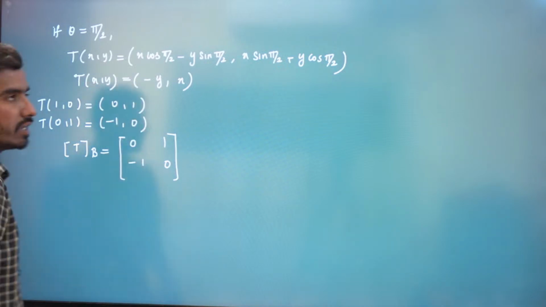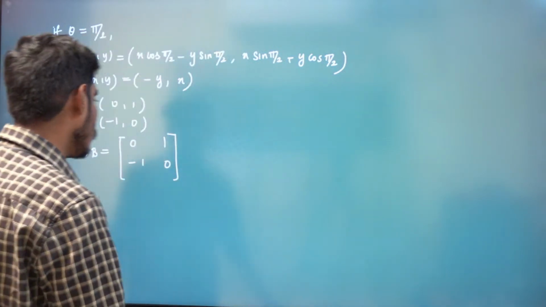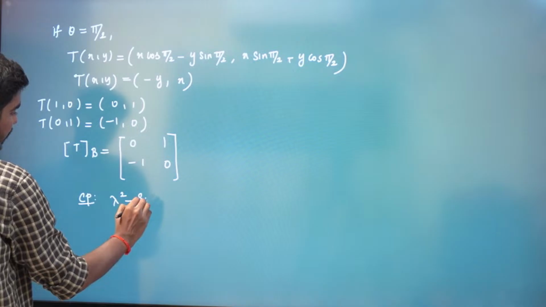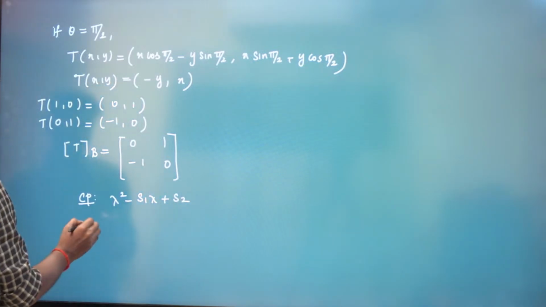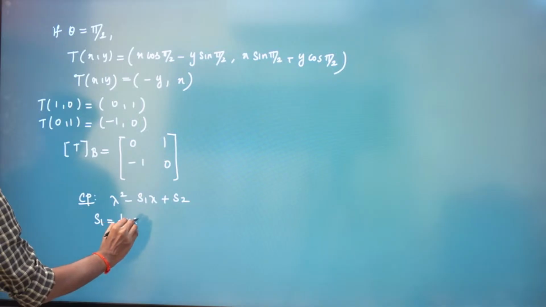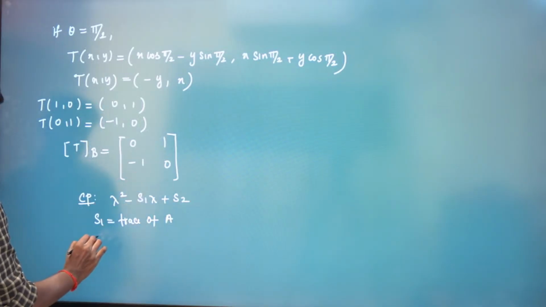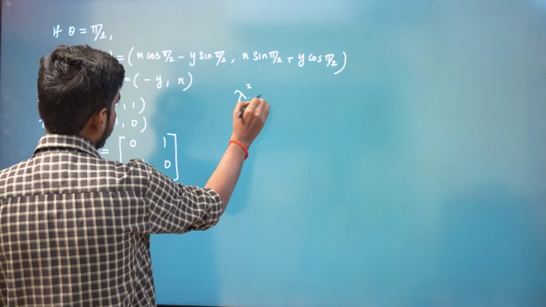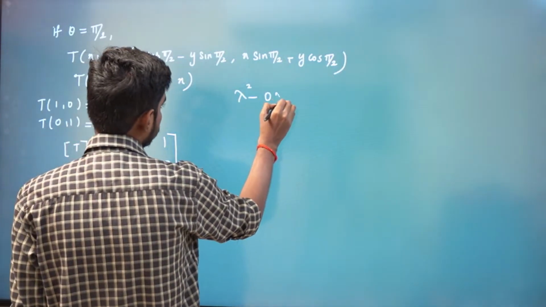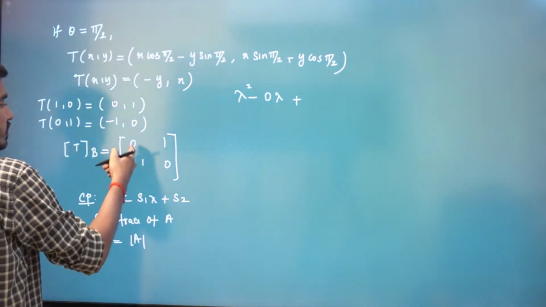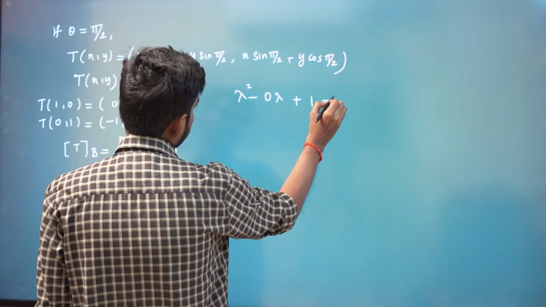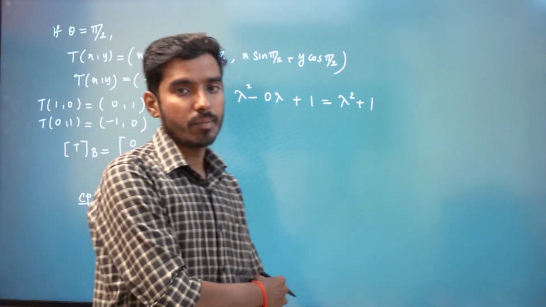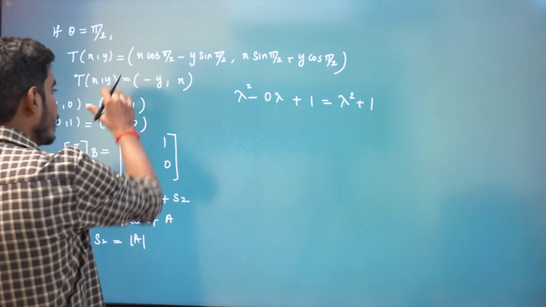Now you find the characteristic polynomial for this 2 by 2 matrix. So what is the characteristic polynomial for a 2 by 2 matrix? It is lambda square minus s1 lambda plus s2, where s1 is the trace of the matrix, and s2 is the determinant of that matrix. So we have lambda square minus, what is the trace? Trace is 0, so 0 lambda plus s2, s2 is the determinant, so 0 minus of minus 1. So lambda square plus 1 is the characteristic polynomial for our linear operator.